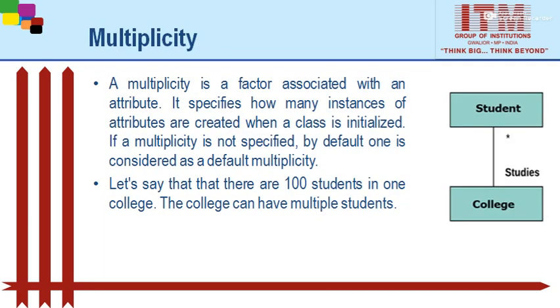Multiplicity. It is a factor associated with an attribute. It specifies how many instances of the attribute are created when a class is initialized. If a multiplicity is not specified, by default 1 is considered as the multiplicity. So let us say that there are 100 students in one college and the college can have multiple students.